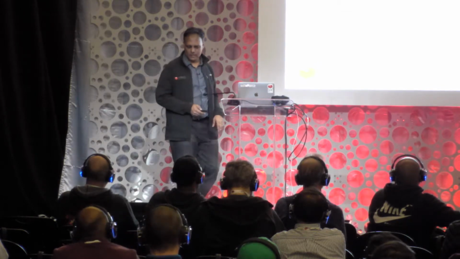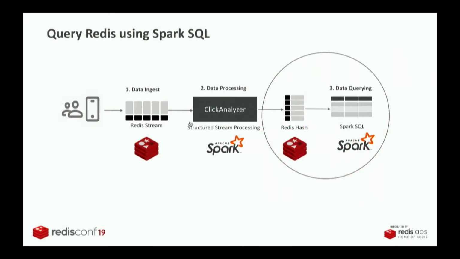Okay, last part. It's the easiest of all. Here I'm querying data. The data is in Redis. I'm using Spark SQL. So how do I use Spark SQL to query Redis data? And another beautiful thing here is if you have ODBC connectors, you can connect your ODBC drivers to Spark. And if you have data in Redis, you can run SQL queries on Redis. It's very easy.